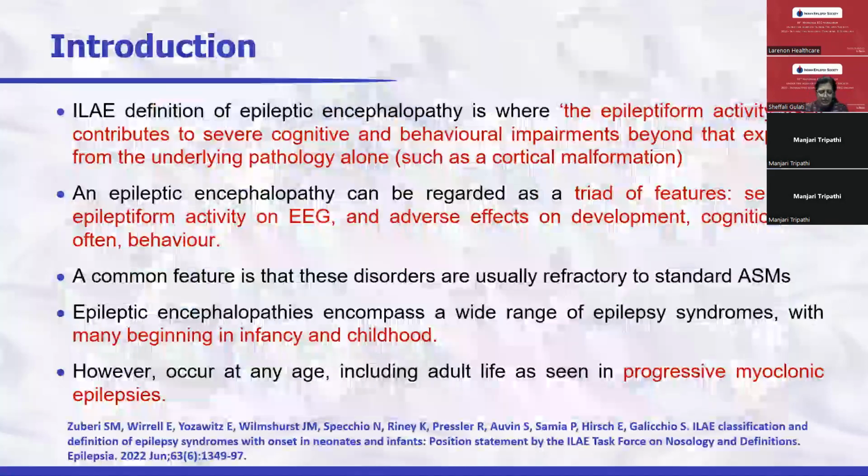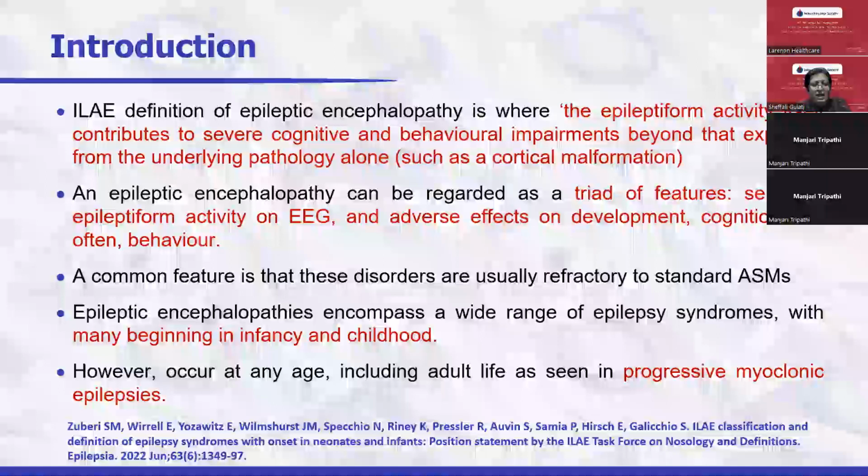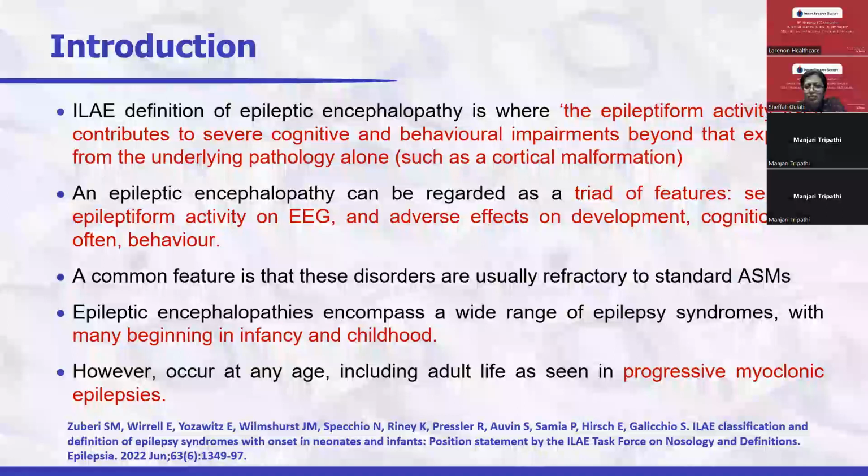So basically, we have discussed that the ILAE has said that epileptiform activity itself contributes to severe cognitive and behavioral impairments beyond that expected from an underlying pathology alone. I'm repeating this because it's very important to understand. It is regarded as a triad of seizures, epileptiform activity on the EEG, and adverse effects on development, cognition, and often behavior. They are generally drug refractory. Epileptic encephalopathies generally begin in infancy and childhood, but certain progressive myoclonic epilepsies can come later in age.